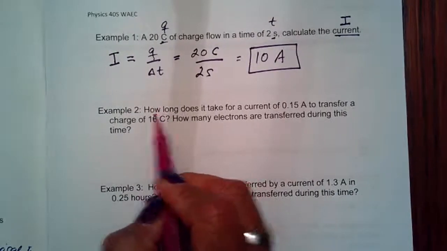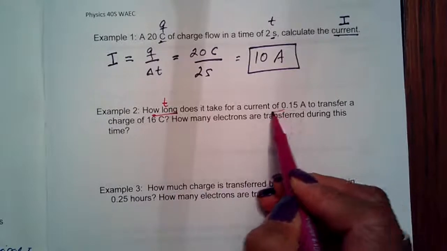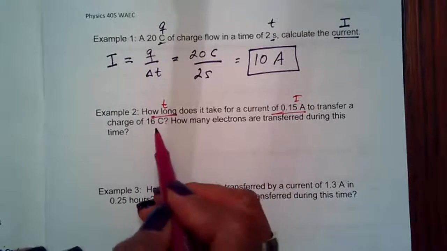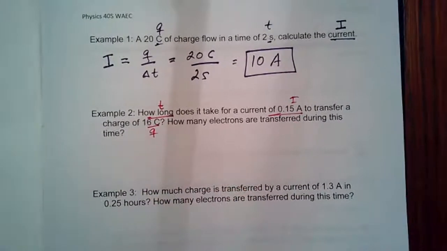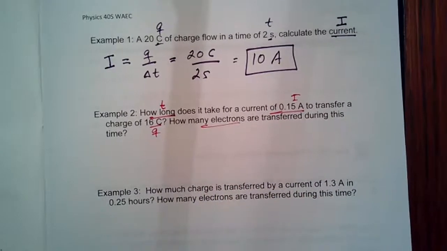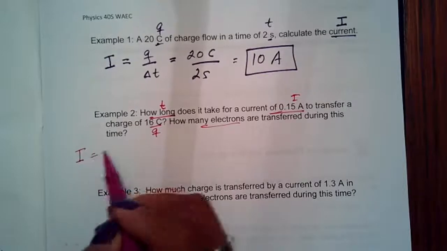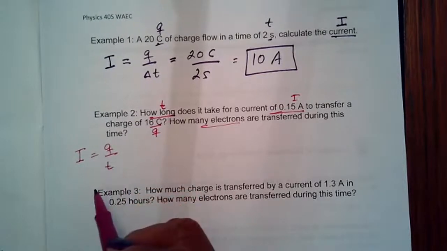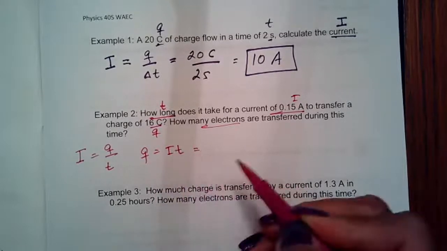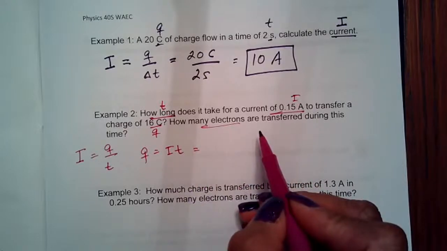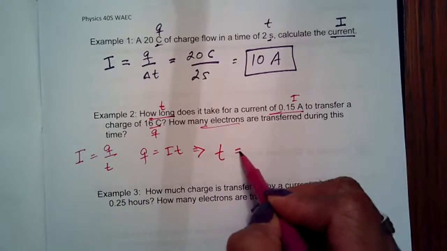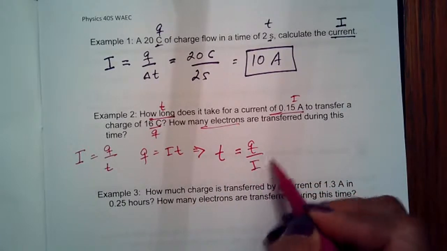How long does it take? Now we're looking at time. How long does it take for a current of 0.15 amps to transfer a charge? So you have the Q and you have the I, and we're looking for T. We have two questions here; you're also looking for the number of electrons. Current is charge over time, so the time is what we're looking for. So T is equal to Q over I.